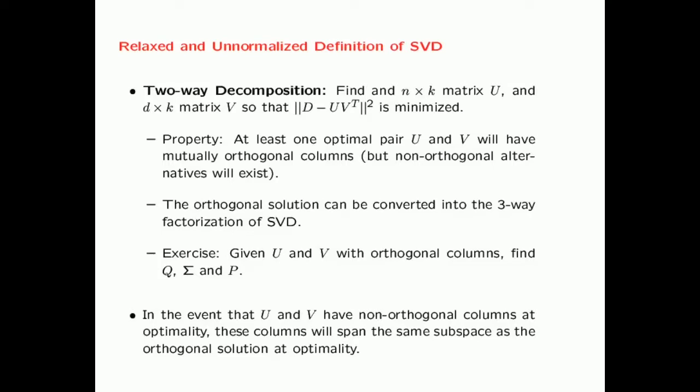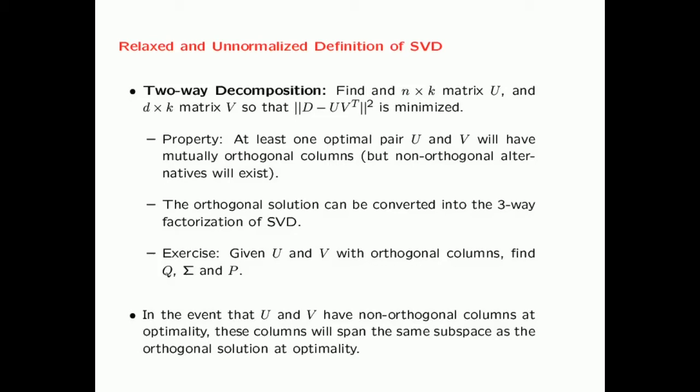Now, this three-way decomposition is not particularly convenient when we are trying to use an autoencoder. So let us look at a two-way decomposition. This is essentially a relaxed and unnormalized definition of SVD. And you can actually derive the three-way decomposition by using this definition. So in the two-way definition, you want to decompose D into two matrices rather than three matrices. So you want to find an N cross K matrix U and a D cross K matrix V such that D is approximately equal to U V transpose.